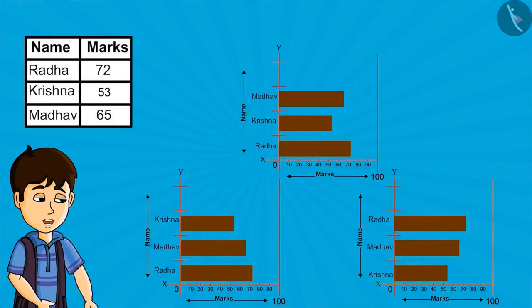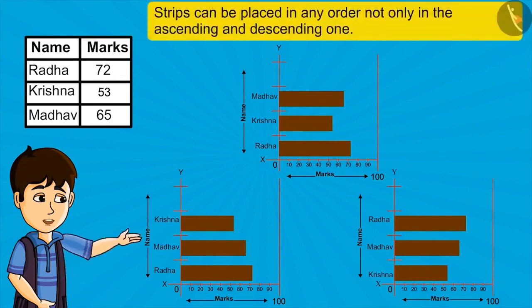Look at these 3 charts carefully. Kids, you can pause the video and closely look at the chart. You can rightly interpret data from these 3 charts. So, we can say strips can be placed in any order, not only in the ascending and descending one.